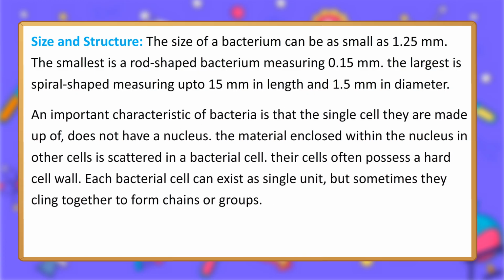An important characteristic of bacteria is that the single cell they are made up of does not have a nucleus. The material enclosed within the nucleus in other cells is scattered in a bacterial cell. Their cells often possess a hard cell wall. Each bacterial cell can exist as a single unit, but sometimes they cling together to form chains or groups. Shape.